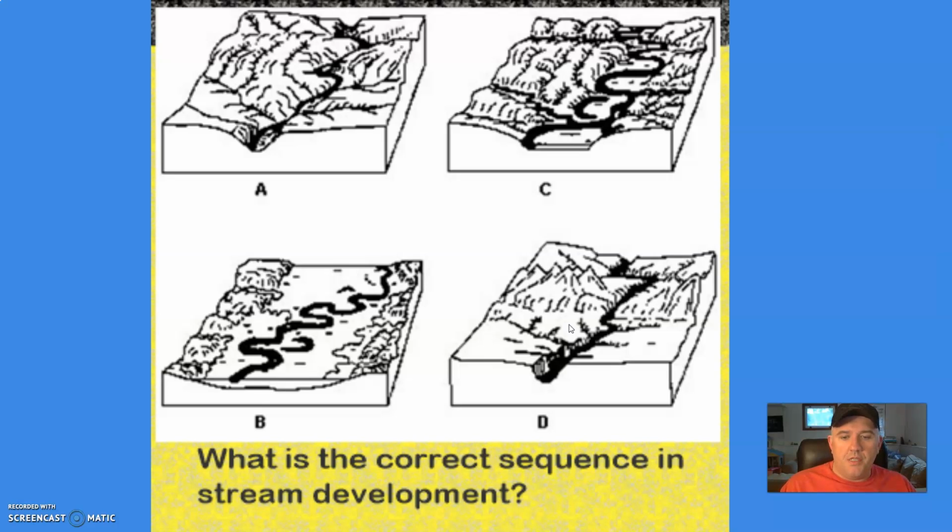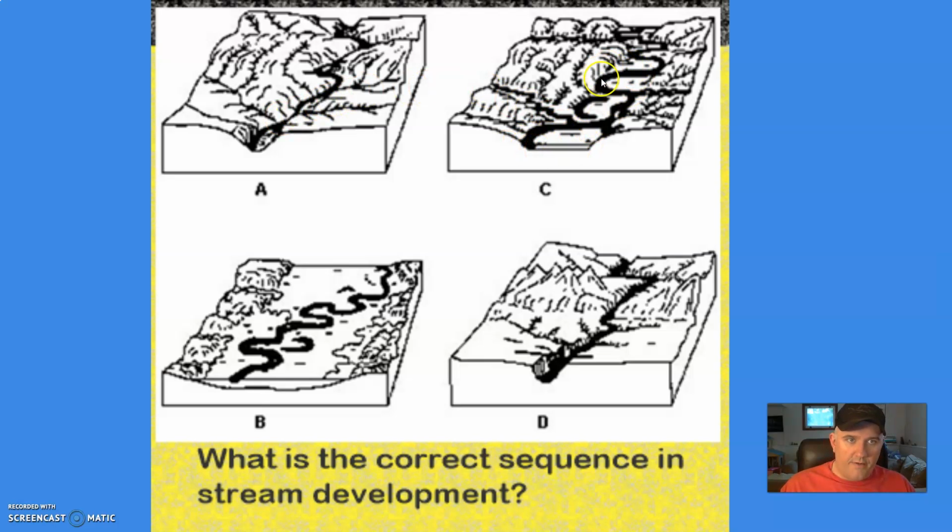Which sequence shows the proper stream development? Remember, we're always going to look for a very straight channel to begin with. We're going to start with D, very straight channel, and no floodplain here. We can see that A has a very small floodplain. It's pretty straight, so that's going to be the next one. So it's going to go D, A, then it's going to C.